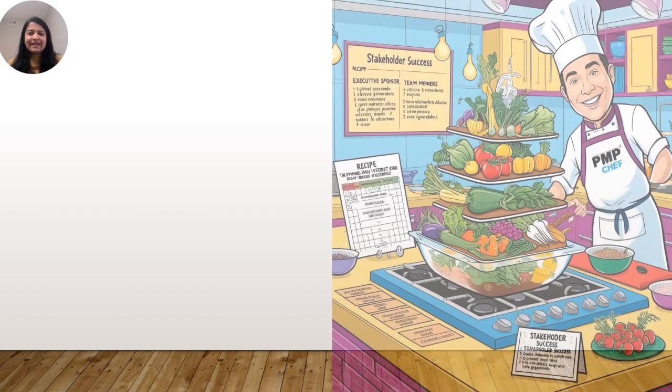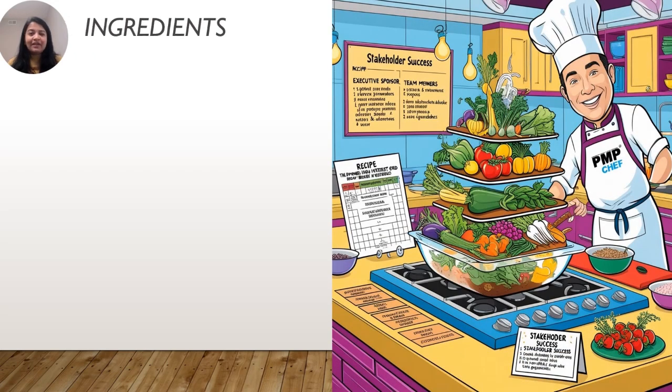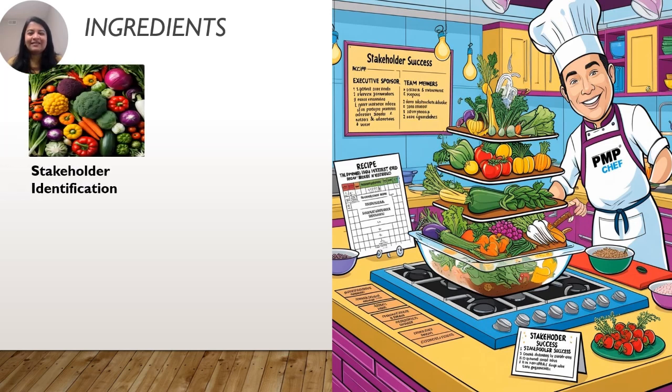Alright, so let us gather the ingredients that we'd be needing for cooking an effective stakeholder management plan. The first thing that we would need is the stakeholder identification, which we will consider here as the assorted veggies that you can see over here. Just like each vegetable is important and unique, each of the stakeholders that we have in our project is going to be unique and have its own interest and power in working with the project.